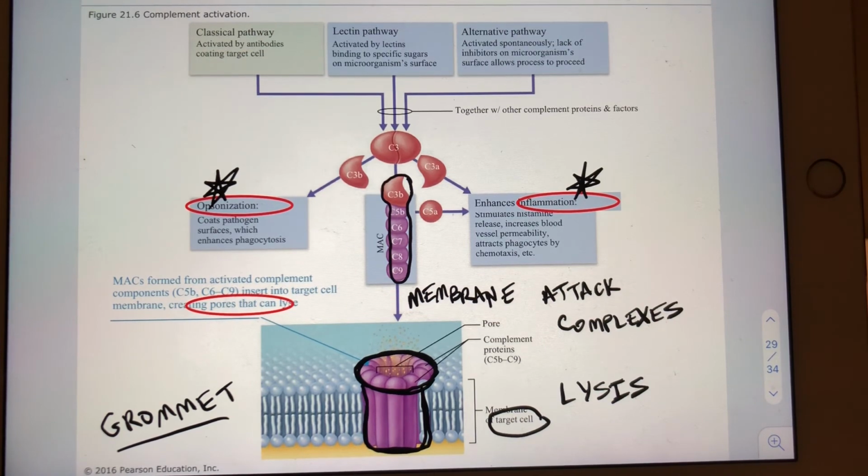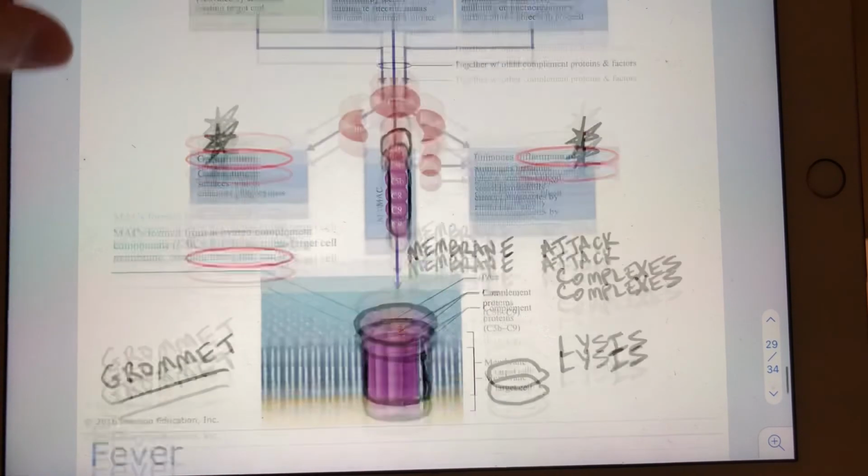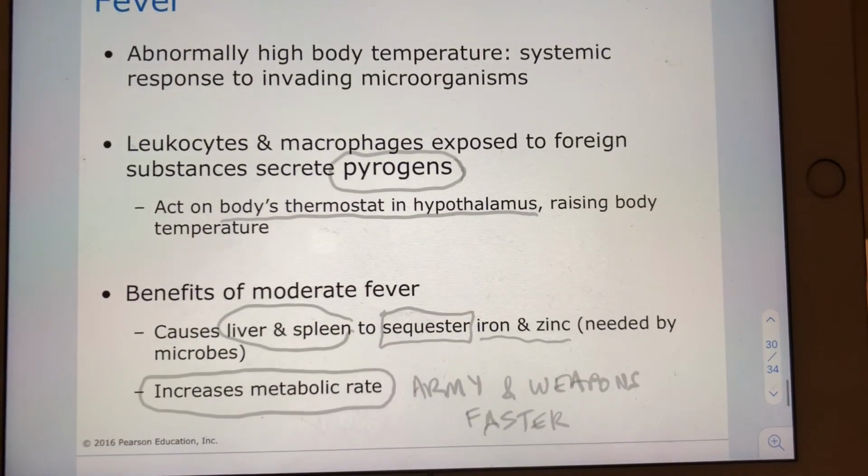And then last on our list for internal innate defenses, I'm on slide 31, although because I added that other slide, it's probably slide 30 for you guys, is fever. Fever is non-specific, but it's not absolutely blind. When our white blood cells encounter certain foreign substances, they secrete a chemical messenger, a cell signal, called a pyrogen. Pyrogens target specifically the portion of our hypothalamus that acts as our thermostat, and cause our body's temperature to increase.